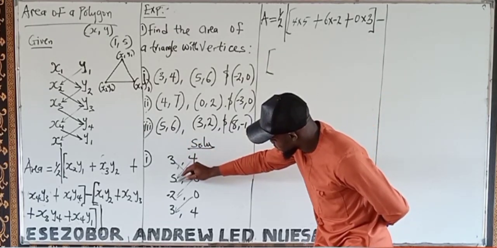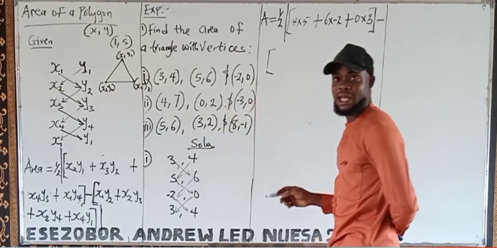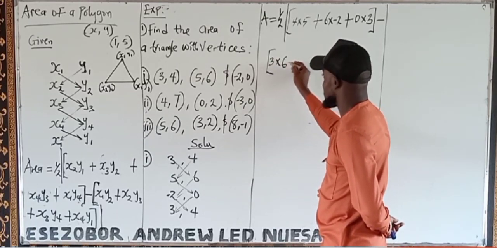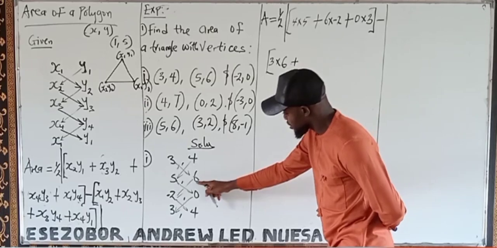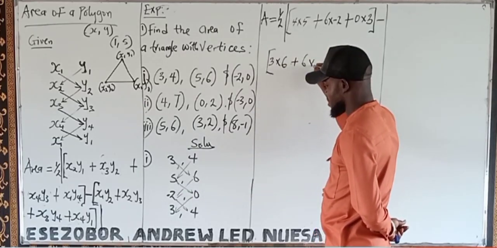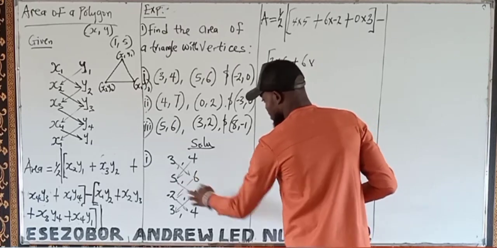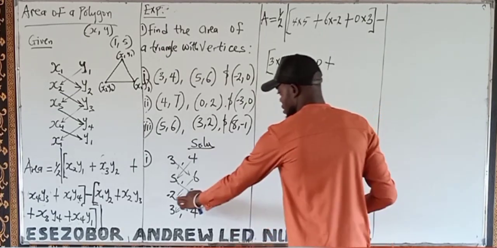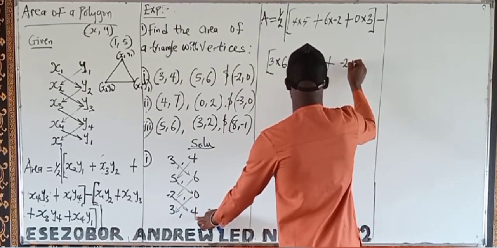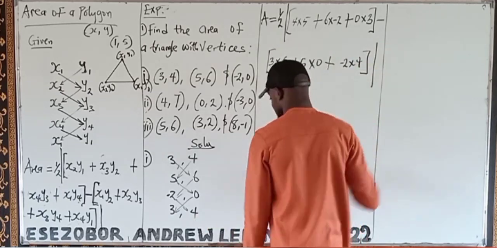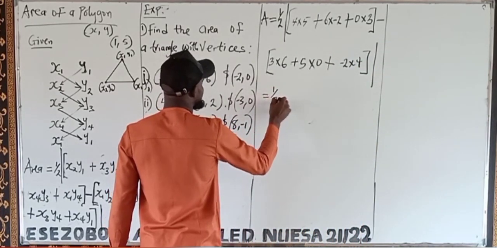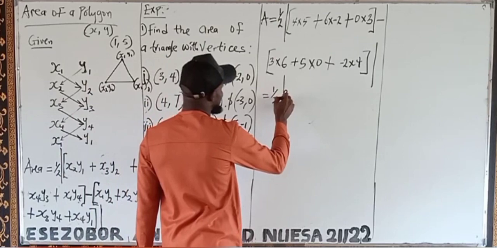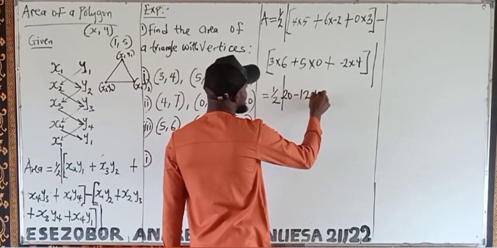Just like for multiplication, we're going to have 3 times 6, then plus 5 times 0, then plus minus 2 times 4. Then you close everything. So this will give us half the magnitude of... let's do 5 times 4, that's 20 already. That's 20 minus 12 plus 0.